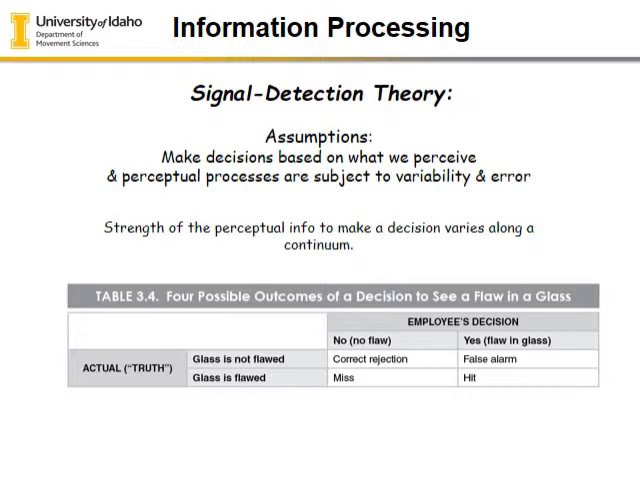And so there's a couple of assumptions, right? You make the decision based on what you perceive, but the perceptual process is what subjects you to variability and error. This perceptual process is the way that we internalize or process the information that we perceive. So the strength of the perceptual information allows us to make a decision, and the strength of this perceptual information is along a continuum, right? It's either really, really strong or very, very weak, or somewhere in between.